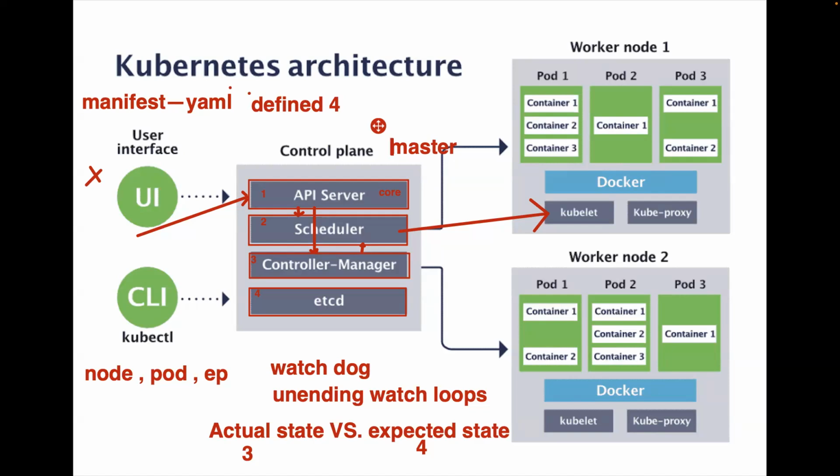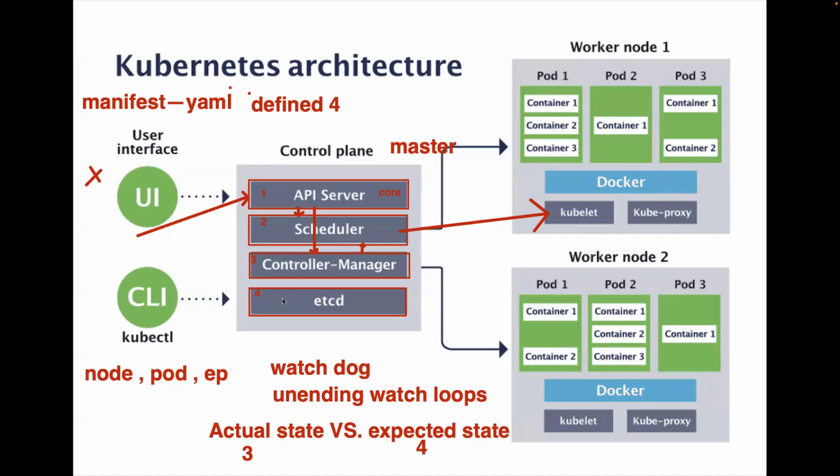Is the controller manager just for checking the configuration or to bring up the pod? It will just check the configuration. It will compare the actual state with the expected state, and it will send that information to the scheduler. The scheduler is the one which will talk to the kubelet on the worker node, and it will start the pods. Any more questions? So this is how these three components work.